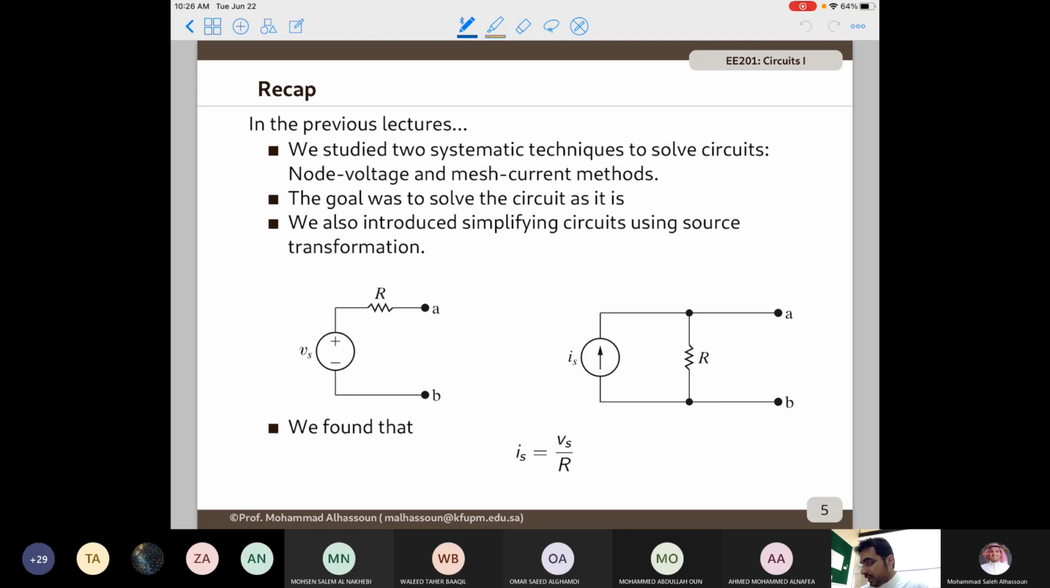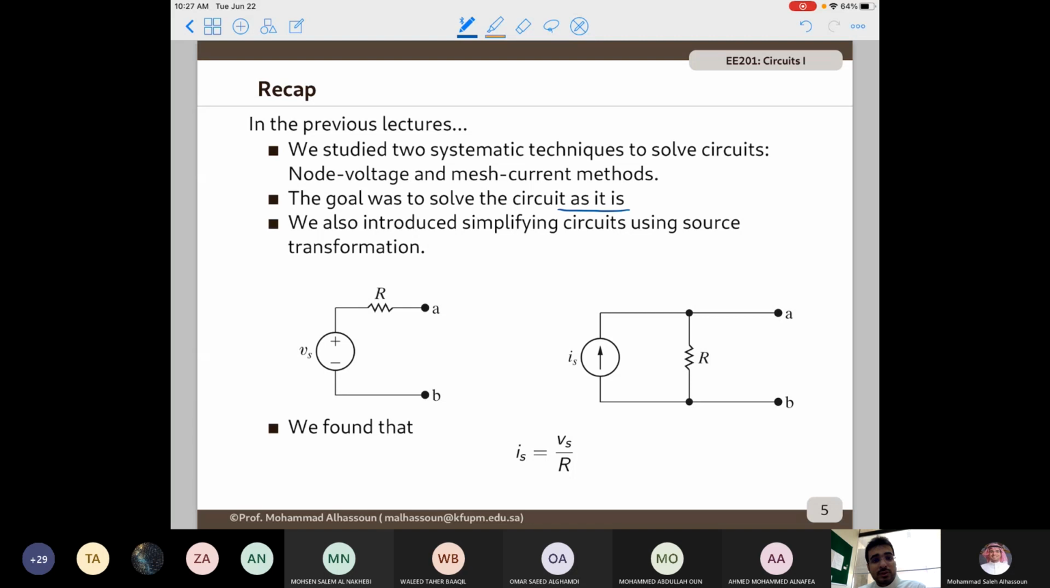We said that when we applied these two methods, we were attempting to solve the circuit as it is. We're not trying to simplify the circuit itself. We're trying to simplify the mathematics of solving the circuit, but not the circuit itself. Then in the last lecture, we introduced a method to simplify the circuit itself.